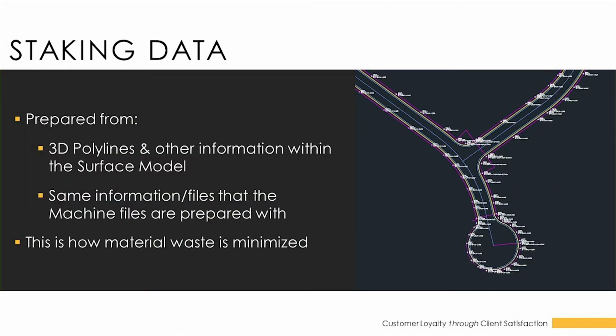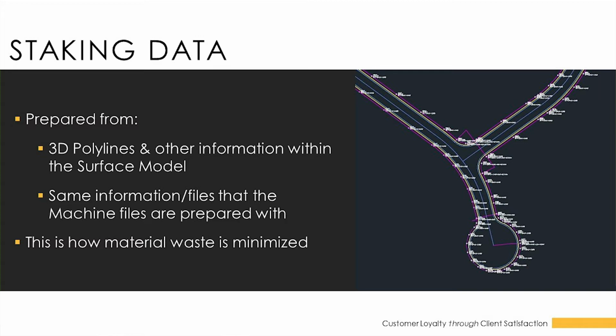Another function for the surface model is preparing staking data. Using the 3D polylines and other information within the surface model, we can prepare our staking data. By using this information, we are preparing our stake data from the same information files that the heavy machinery is working with. This is the best way to eliminate excess wasted material.